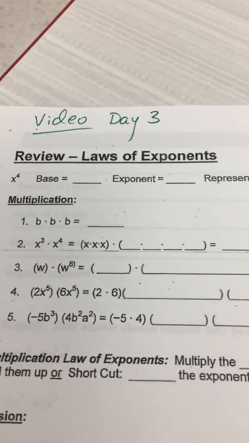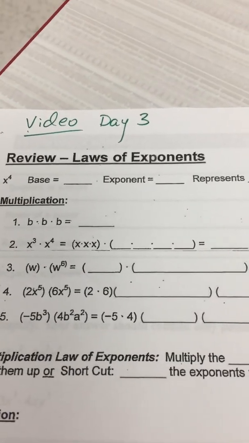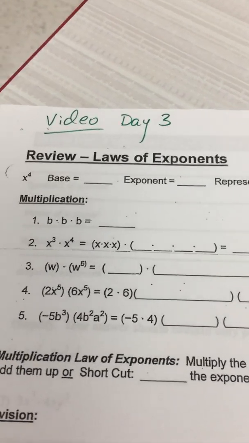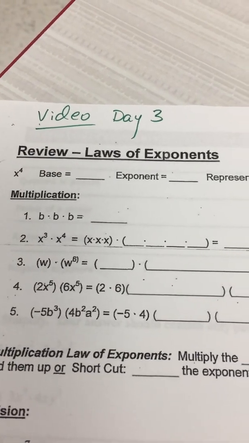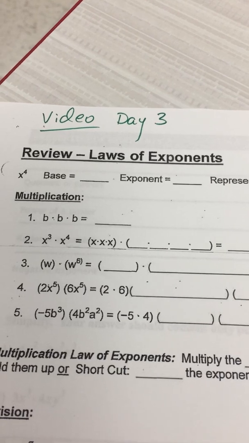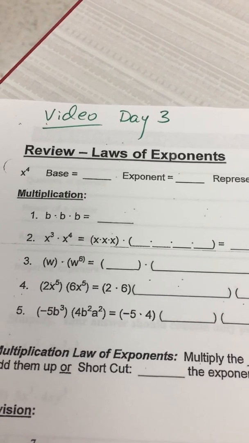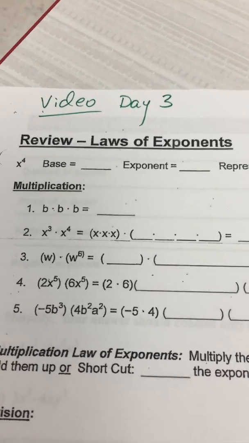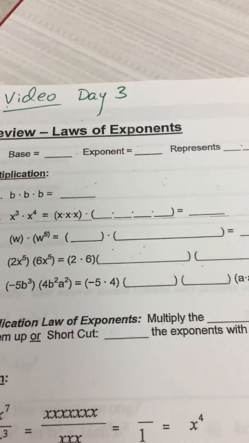All right, so this is our third day on exponents, and today we're going to talk about two new rules, and this is for multiplication and division. Now remember, when you see the word product, that means it's multiplication. If you see the word quotient, it's a division. So anyway, here's the laws of exponents.